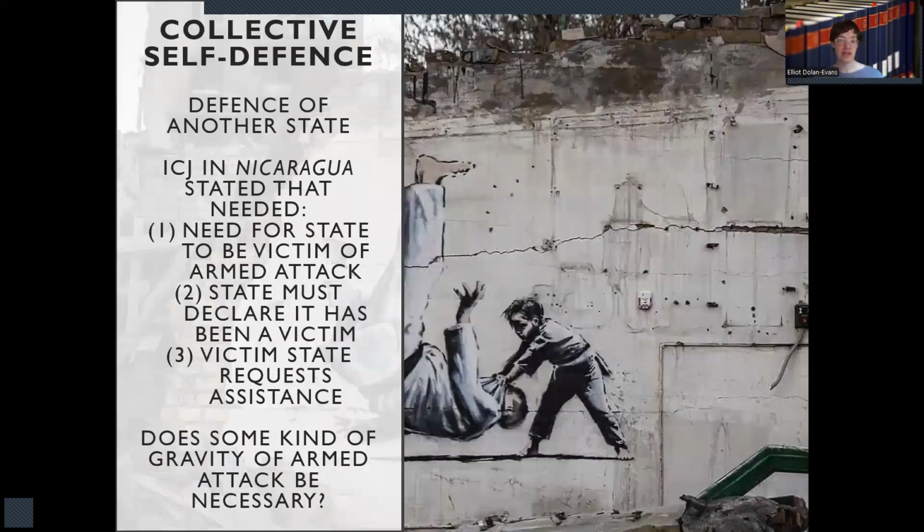Now, moving on to collective self-defense. I know we've been going on a little bit, but I don't think we have too much more to go, perhaps maybe 10 or so minutes. But these are also important points in what is a very large and important topic.